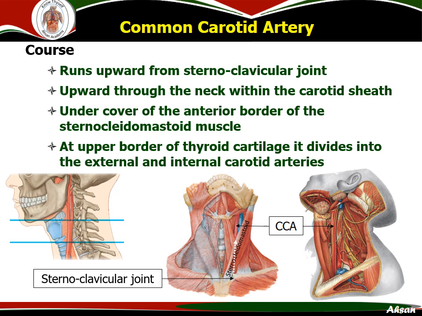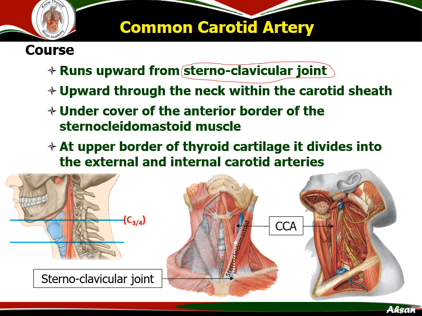At the level of the upper border of the thyroid cartilage, this artery divides into the external carotid and internal carotid artery. The internal carotid artery proceeds in the carotid sheath, but the external carotid artery exits from the anterior part of the carotid sheath. So up to the upper border of the thyroid cartilage, which is at the level of cervical 4 and 5, the third and fourth intervertebral disc. You can see the label here on the left figure.